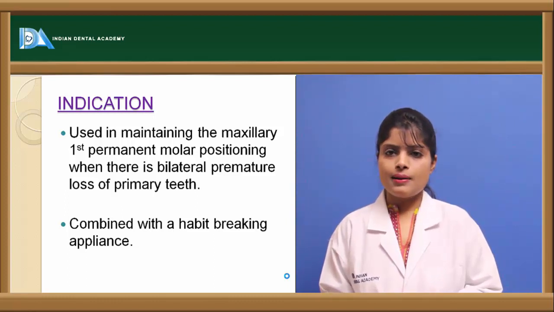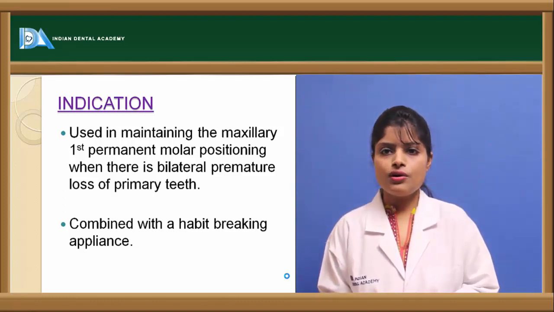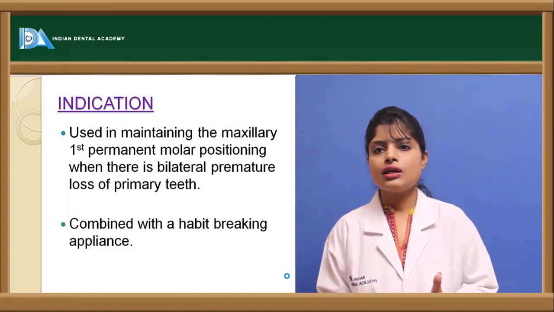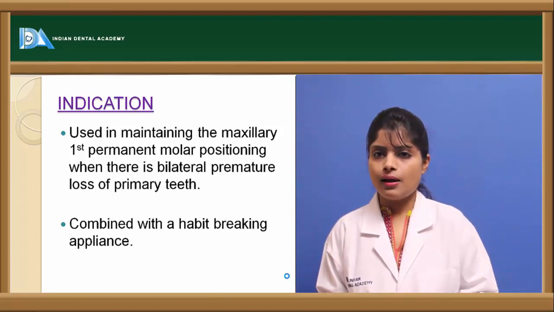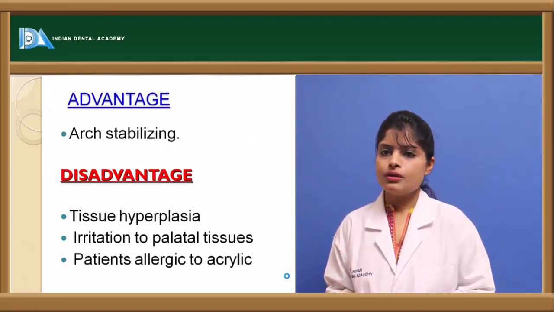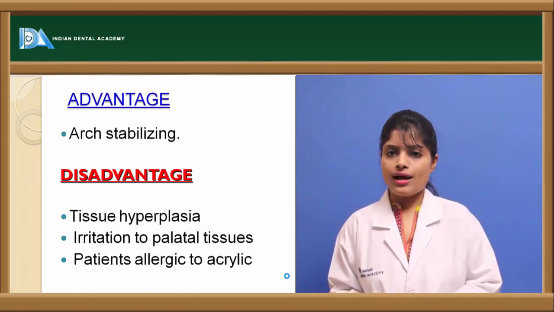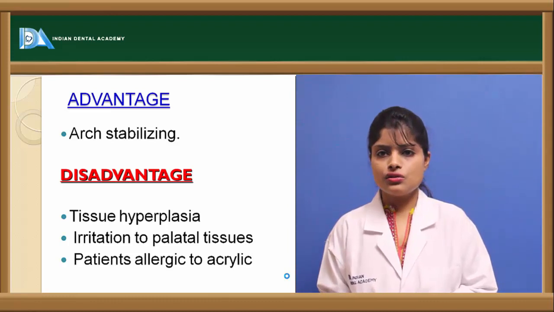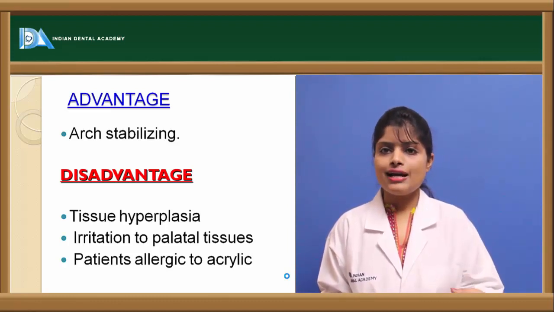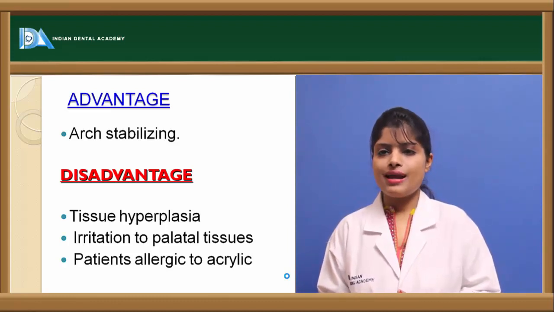Another appliance which is used is a bluegrass appliance, which is used in cases of chronic thumb sucking. It is an appliance which can also be used as an arch stabilization agent. So this is a particular advantage of this type of appliance.